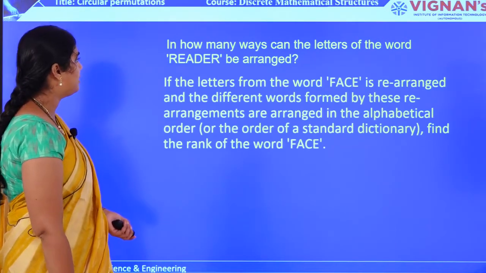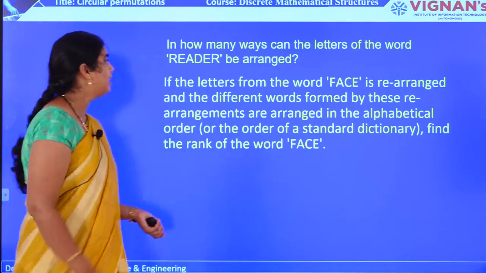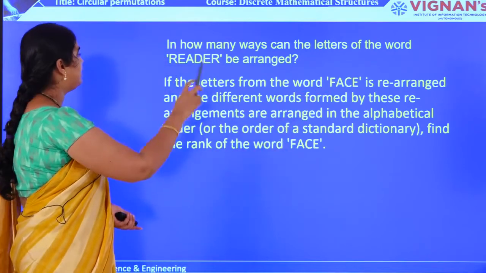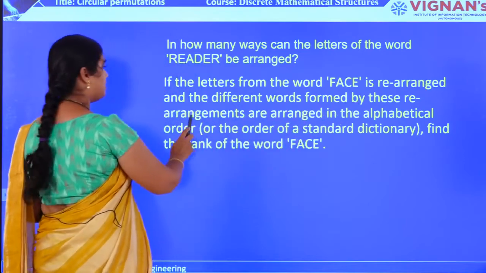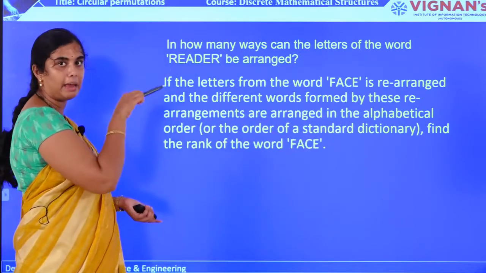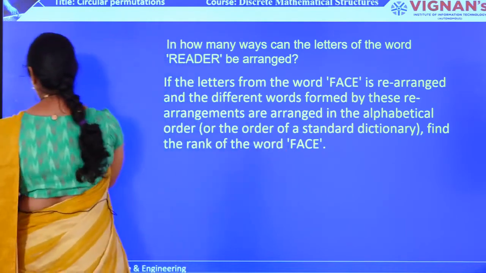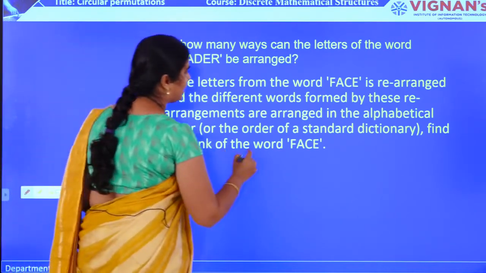And this is one more example, guys. Over here you will learn what rank actually means. Here I am given the word face, and that word is rearranged, and the different words formed by these rearrangements are arranged in alphabetical order. That means A, B, C, D in that way. Find the rank of the word face. I will just give you an idea; try to take it as an assignment.